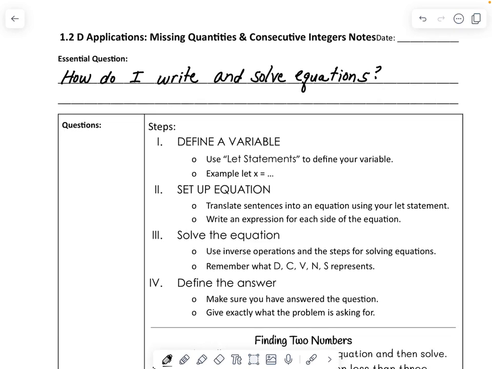Remember, you're going to define your variable. You're going to set up your equation by translating your sentences into your equation, and you're essentially going to have an expression on each side of the equal sign. Then you're going to solve your equation. Remember, when you solve your equation, you're going to use inverse operations, and you're going to follow your distributive property, combine like terms. Do you have a variable on both sides? Your number, and then solve to get to the point where you just have a statement that says x equals.